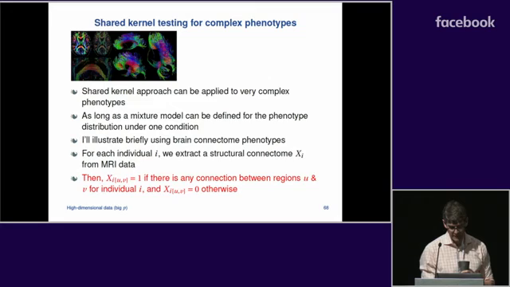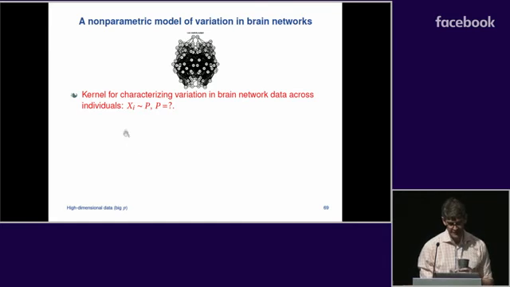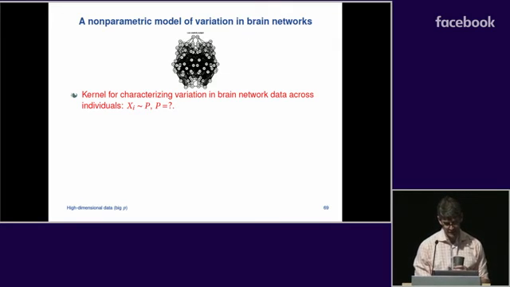Okay, so let's say we represent the data as X_i, which is a network or a graph, really, for each individual. So X_i,uv is 1 if there's any connection between regions u and v for individual i, and X_i,uv equals 0 otherwise. Okay, so we need some sort of model for non-parametrically characterizing variation in these brain networks across individuals. Okay, so X_i is drawn from P. What the hell is P? P is some distribution of random graphs.